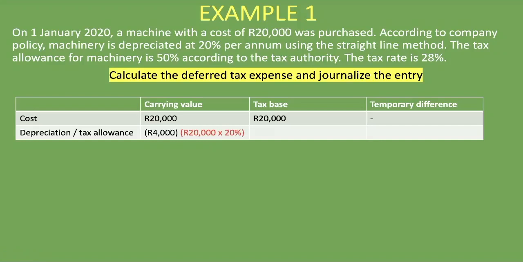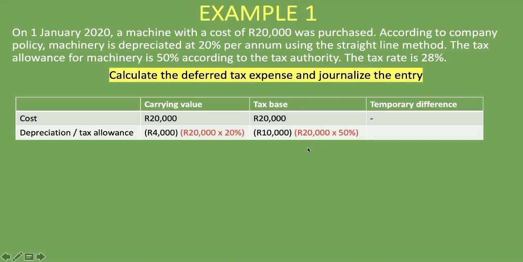Remember that? And then based on the tax authority, what is it? Well, the tax allowance for the machinery is 50% according to the tax authority. So we're going to take the 20,000 Rand times 50% to give us our tax allowance or the depreciation based on the tax rules. And now, do we have a difference? Yes, we do, because the depreciation based on our books or the carrying value is 4,000 Rand, while based on the tax rules is the 10,000 Rand. So we have a difference there.